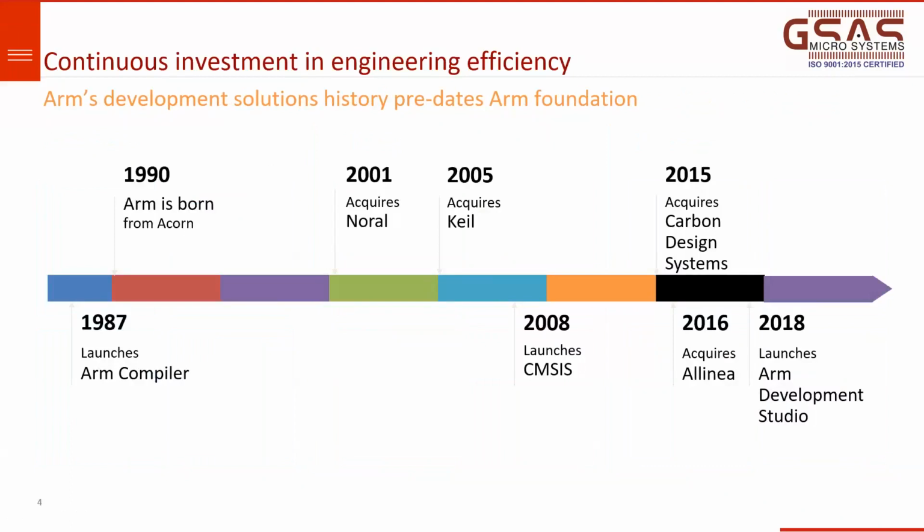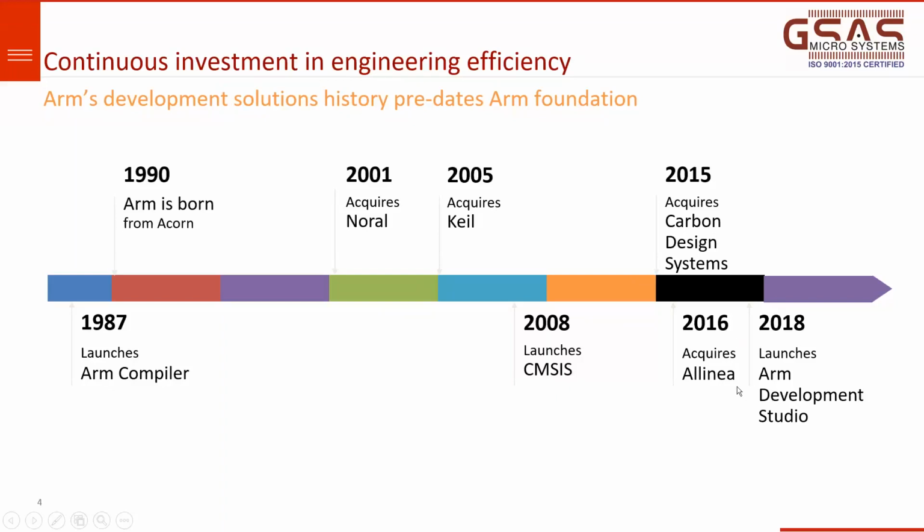This is just a slide I wanted to show how ARM is growing. I think everyone knows ARM carries itself with the brand, ARM branding. In 1987, ARM launches this compiler. ARM was born from Acorn Computers, 1990. It acquires Keil. Keil was an earlier independent entity, a German-based company. ARM is a UK-based company, headquartered in the UK, and Keil is headquartered in Germany. ARM acquired Keil because Keil was giving very good software solutions, development tools for the 8-bit and 16-bit processor range. So they acquired Keil. Then in 2008, ARM launches CMSIS.